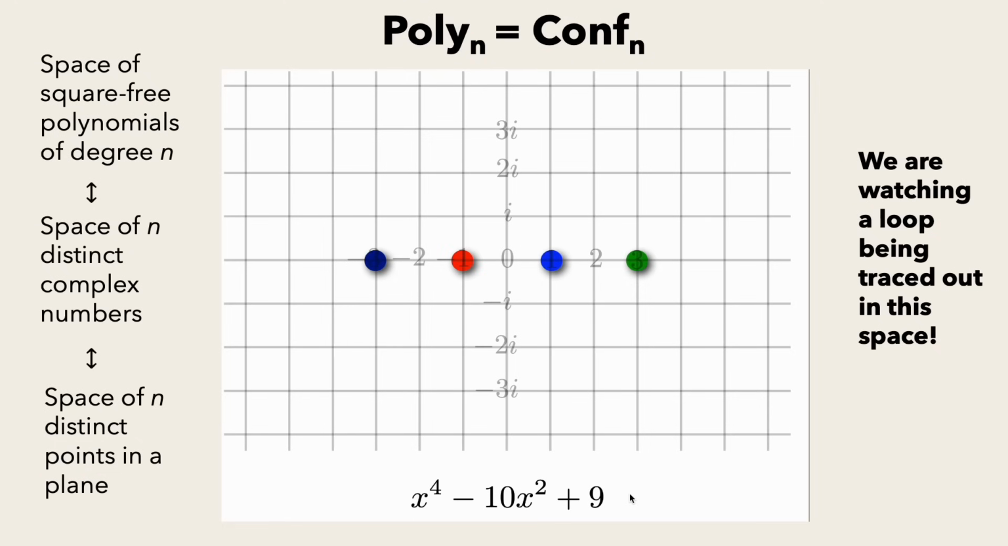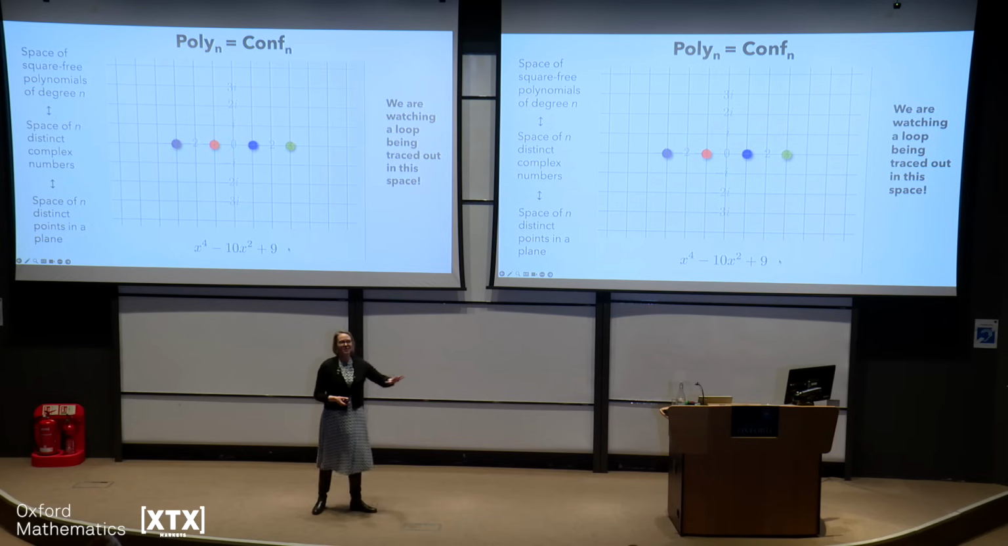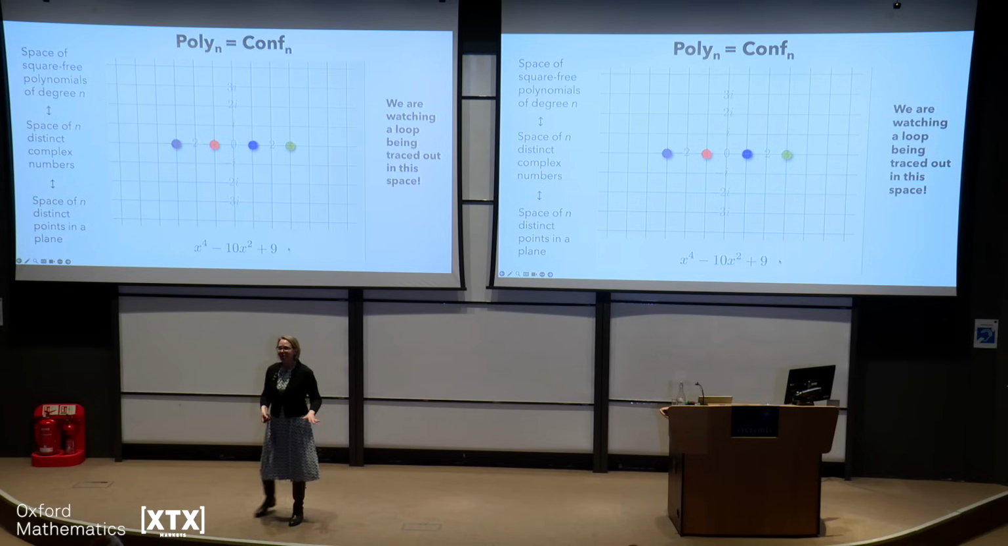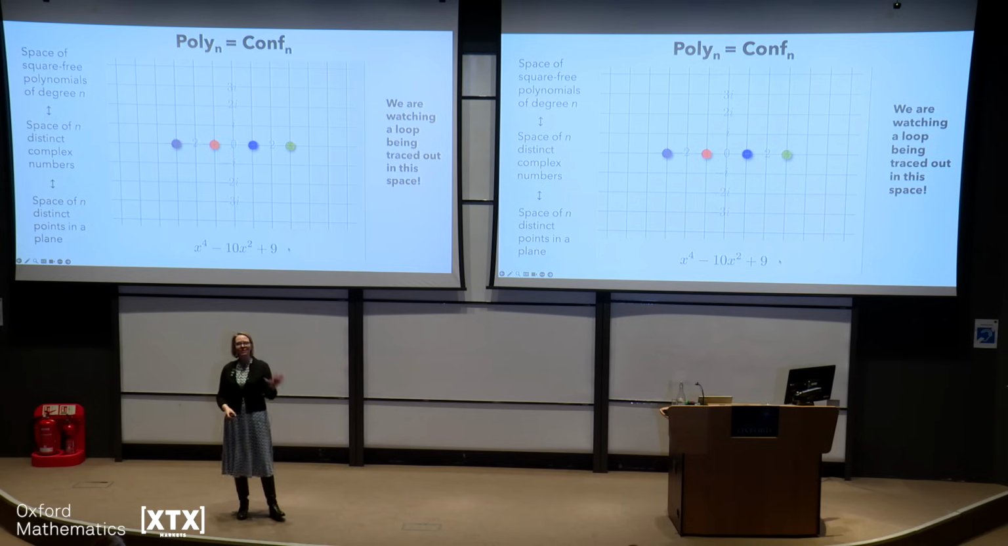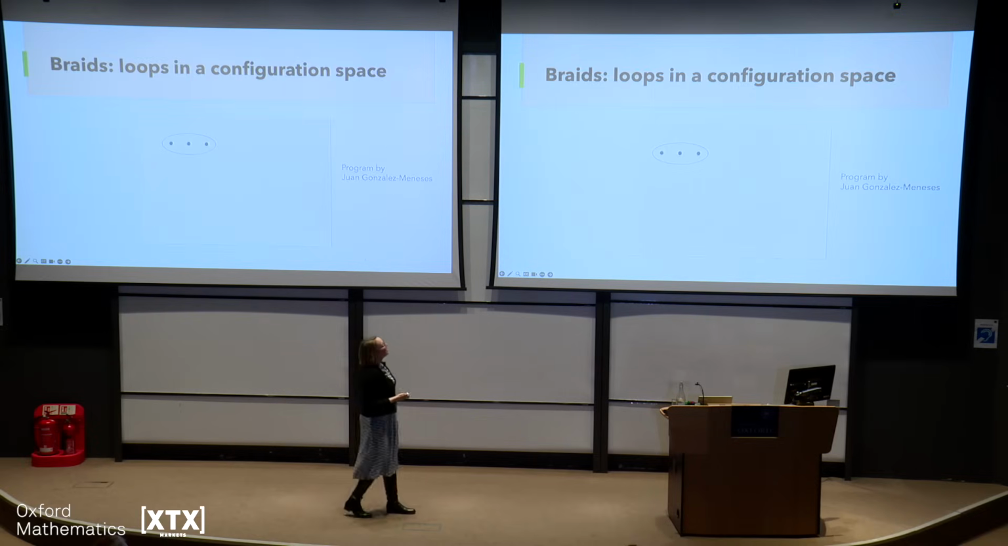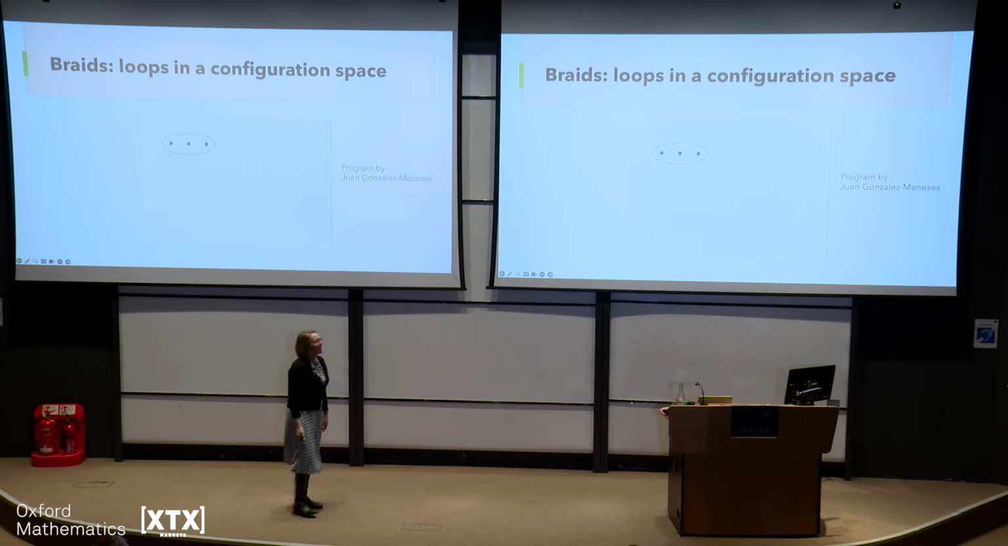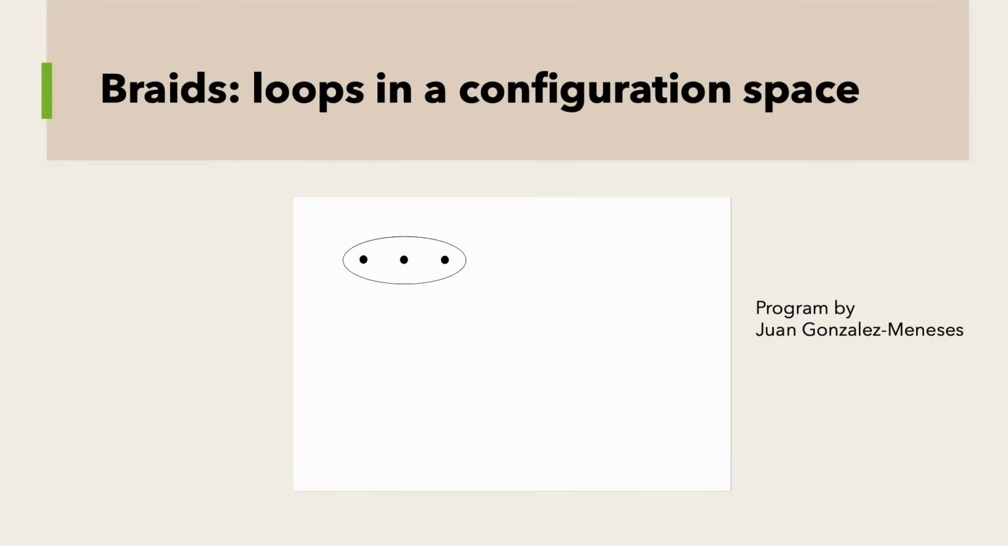So this is a mathematical object that we understand how to study. There's a whole field called algebraic topology that studies loops in spaces. There's a whole theory there. And that's all that a braid is. So braids are just loops in a configuration space.